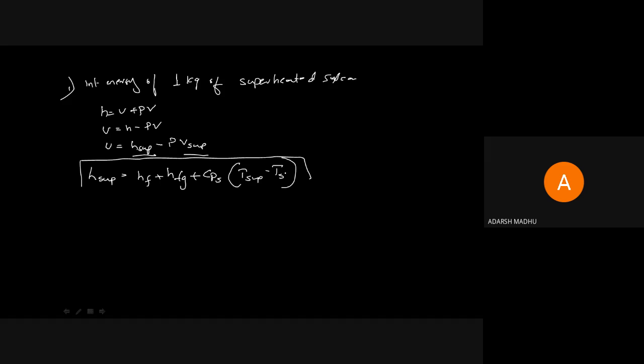H superheat equal to HF plus HFG. HF plus HFG means HG. In some conditions you can say that HG is used. So there is no confusion, HG is the same as HF plus HFG. Then Cp of steam into T superheat minus TS.